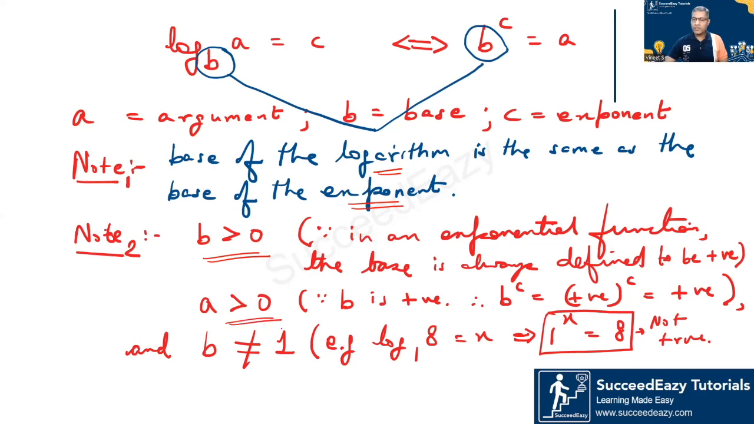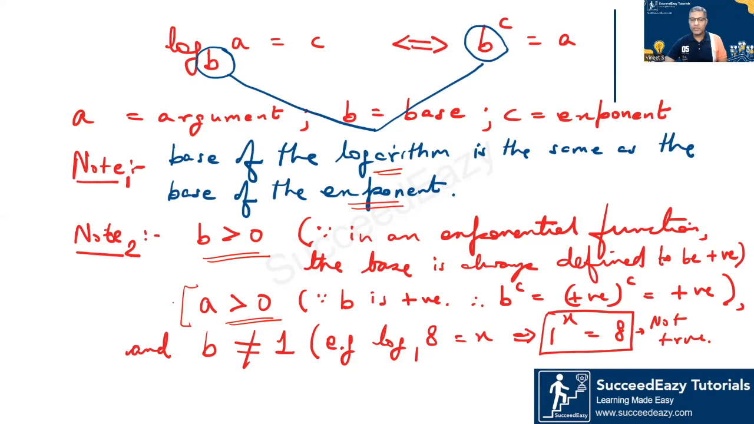That is also positive. The reason is that if b is positive, then you raise a positive number to any other number c. If c is positive, positive raised to positive will give you positive. And positive, even if you raise it to a negative power, that will still give you positive.